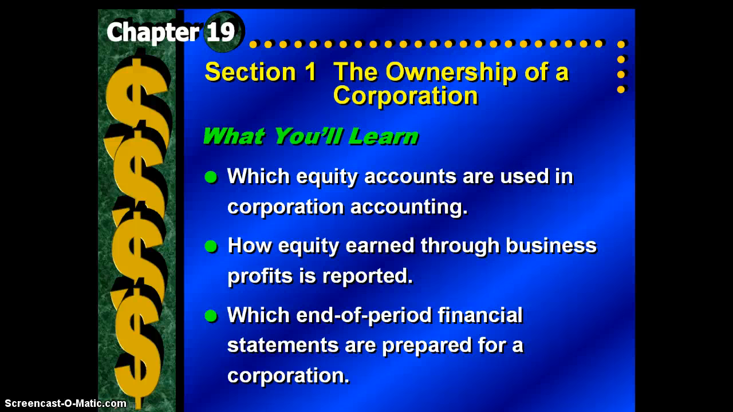Hello, Accounting 2 students. Today we're going to talk about Chapter 19, Section 1, the ownership of a corporation. And what we're going to learn in Chapter 19 is which equity accounts are used in corporation accounting, how equity is earned through business profits, and how it's reported. And we're going to talk about which end-of-period financial statements are prepared for a corporation.